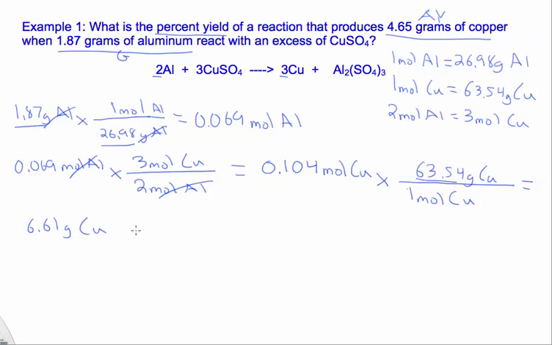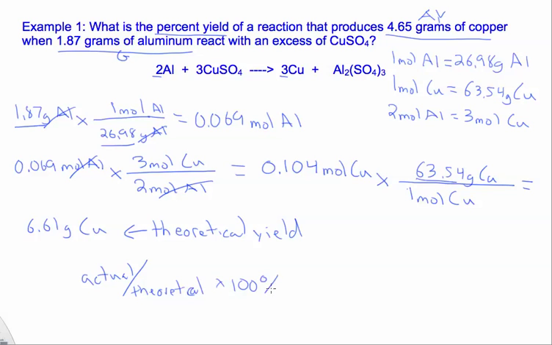So we should have made 6.61 grams of copper. This is what we call our theoretical yield. It's what we should have made. So the last new step we have to do, we do actual yield divided by theoretical yield times 100% in order to put it in a percentage.